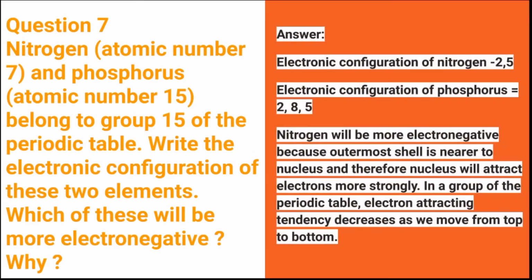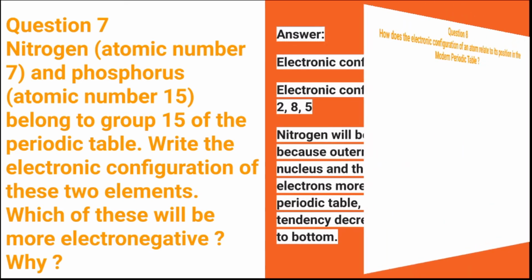Answer is, electronic configuration of nitrogen is 2,5 and electronic configuration of phosphorus is 2,8,5. Nitrogen will be more electronegative because outermost shell is nearer to nucleus and therefore nucleus will attract electrons more strongly. In a group of the periodic table, electron attracting tendency decreases as we move from top to bottom.